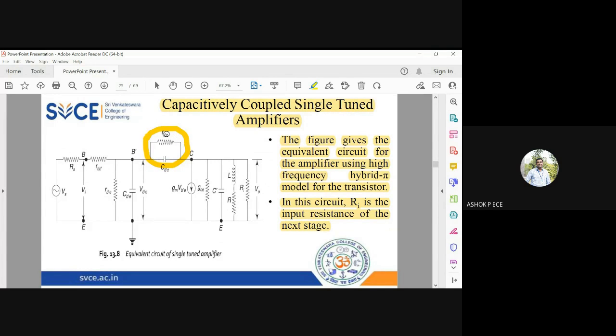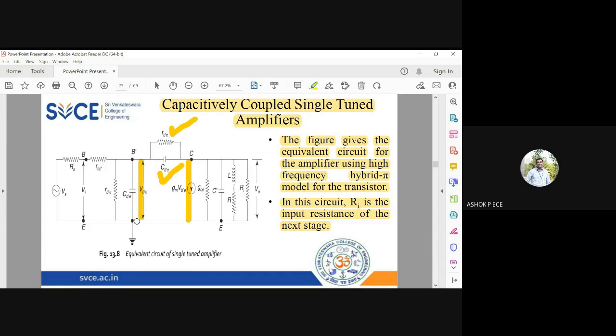So R B dash C and C B dash C are between input and output. So I'm going to apply Miller's theorem and separate these components at the input side and at the output side. You know what is Miller's theorem? Miller's theorem is used to decompose a component which is connected between input and output into two components, purely at the input and purely at the output. So I'll be decomposing R B dash C and C B dash C using Miller's theorem.